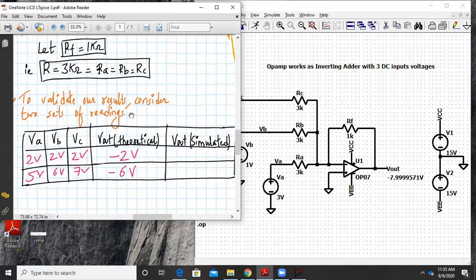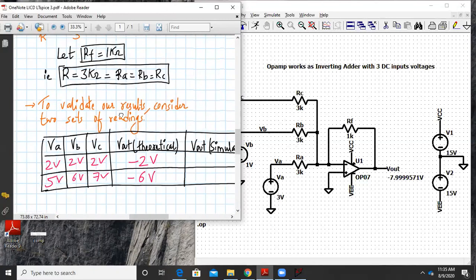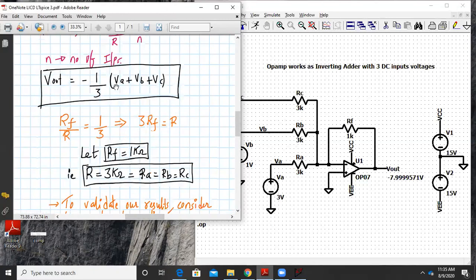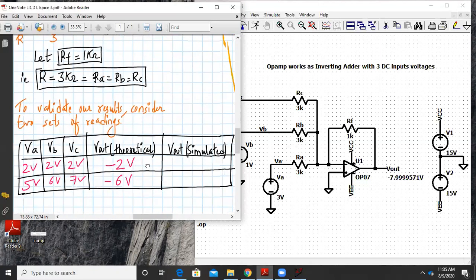And to validate our results, we will again confirm 2 sets of readings. So first set of reading, all the voltages are 2 volts. So what it will be? 2 plus 2 plus 2, that is 6 divided by 3. So the output will be minus 2. So that's what theoretical it's written. Now let us check with LT-SPICE simulation.